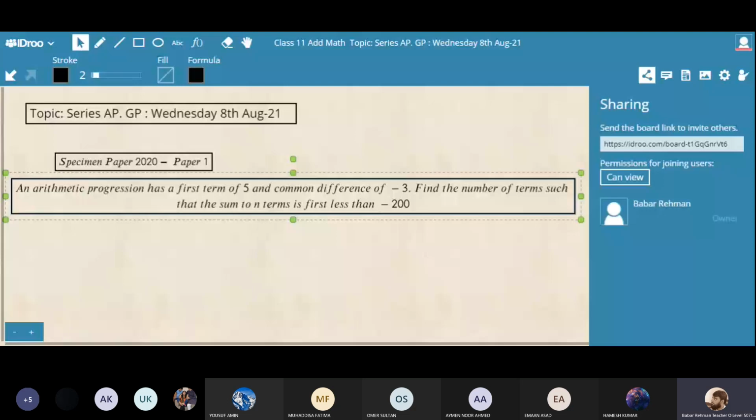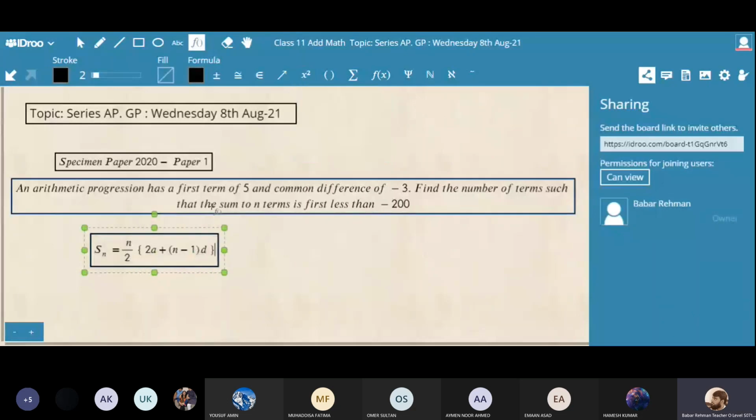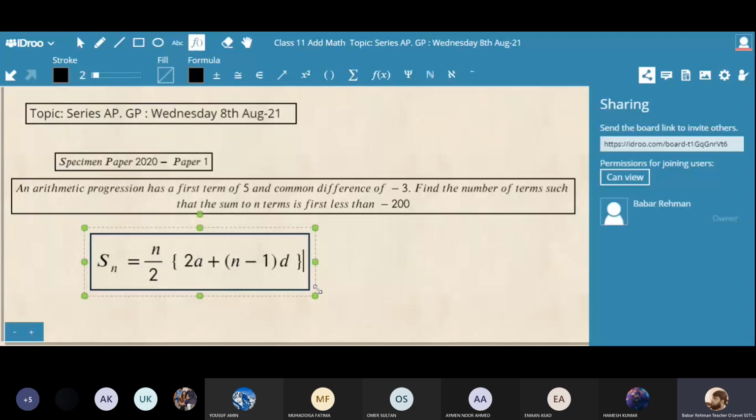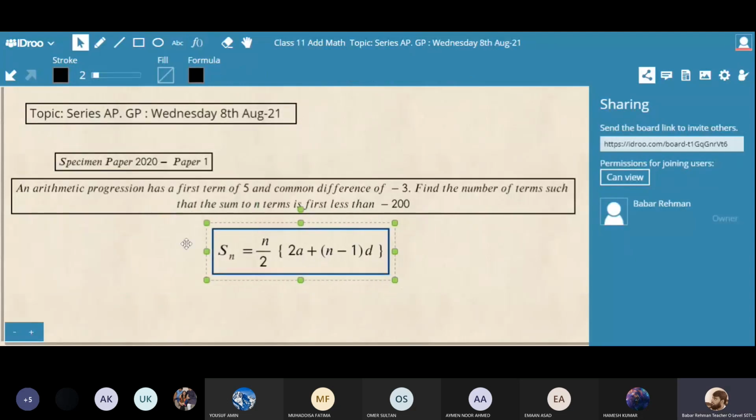Okay, we know the formula, the sum of n terms in AP, that is n upon 2, bracket, 2a plus (n minus 1)d, and then bracket close. This is the formula you know for the sum of n terms in an AP series. This formula is used. So what are our values given in the question?